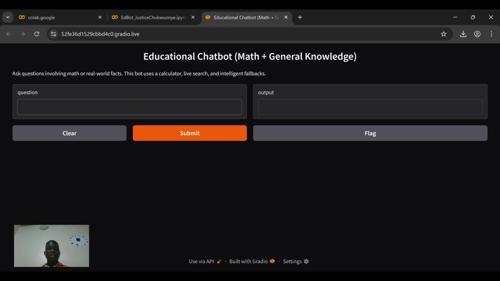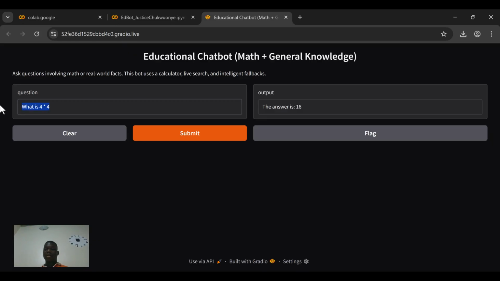So I'll be starting with the math question. What is 500 plus 500? I put it in, and you see it gave me the answer. It says the answer is 1000. Let's say I ask, what is 4 times 4? It says the answer is 16.